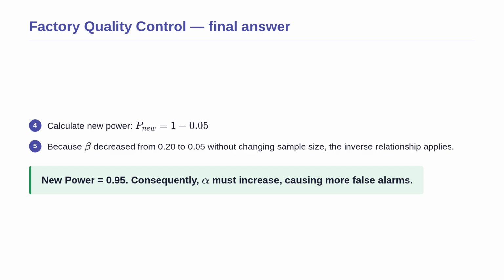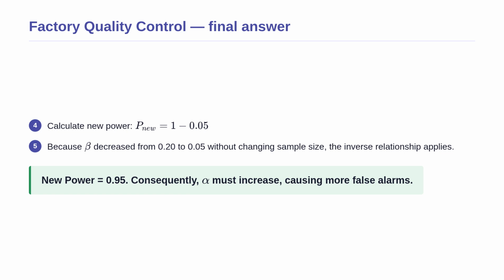Continuing with the factory example, we calculate the updated power using the new beta of 0.05. 1 minus 0.05 gives us a new power of 0.95. The factory will now successfully catch 95% of the bad batches, up from 80%.